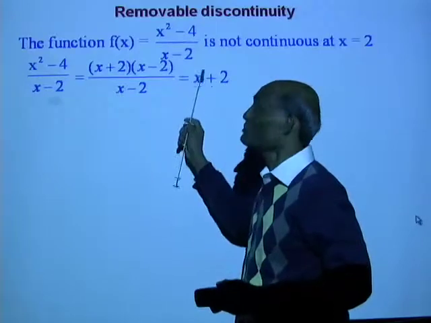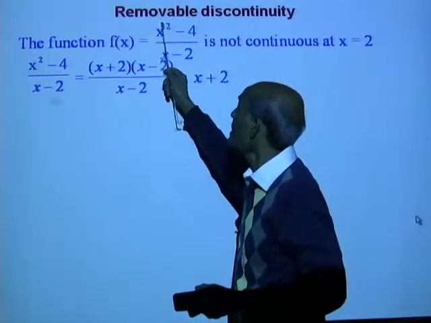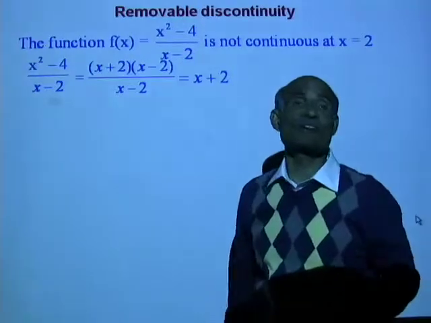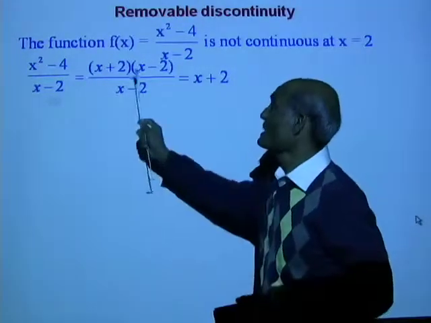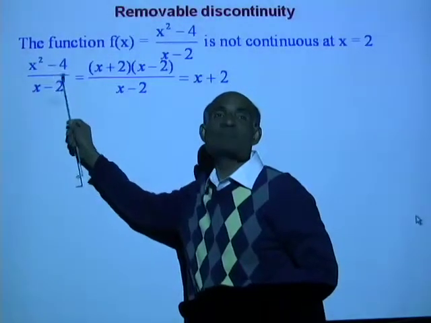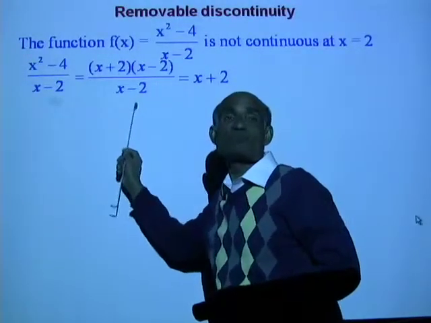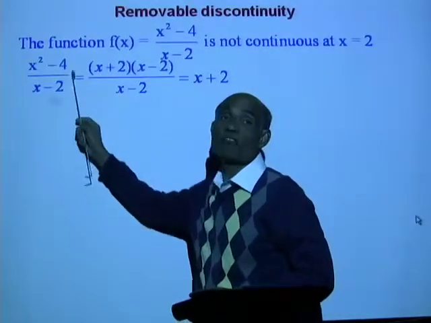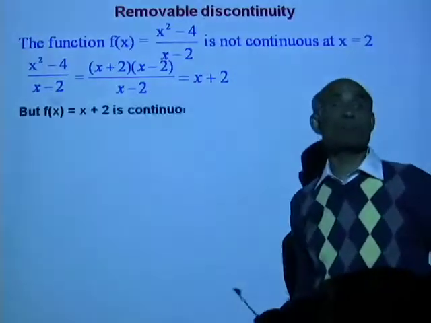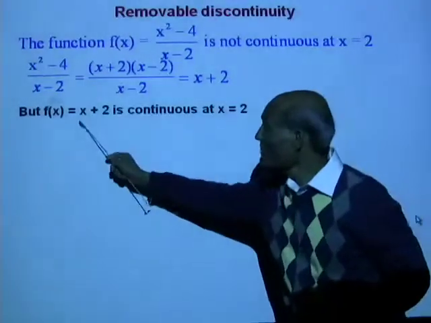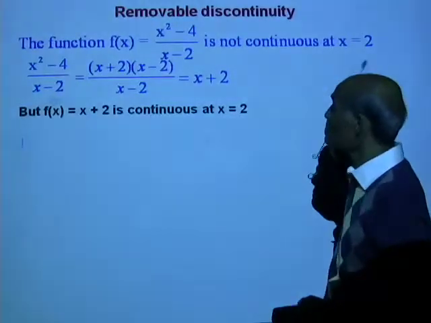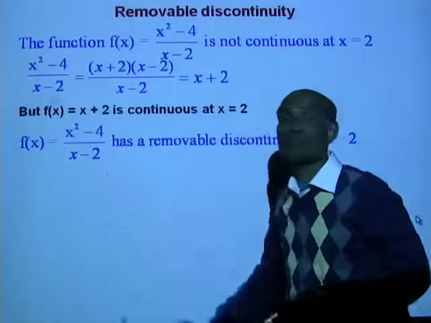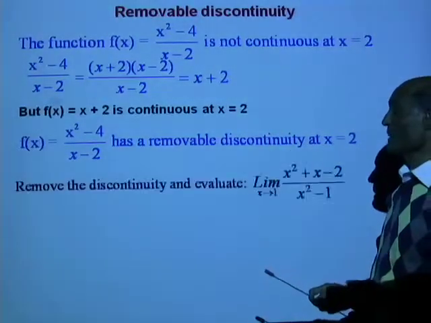Why? They are both the same. But when you have it in this form, there is no output for x equal to 2. That means this discontinuity can be removed by this algebraic process. What we have done is, we have removed the discontinuity by factoring and cancelling the common factors. So f of x equal to x plus 2 is continuous as x plus 2. That means we have removed the discontinuity there.